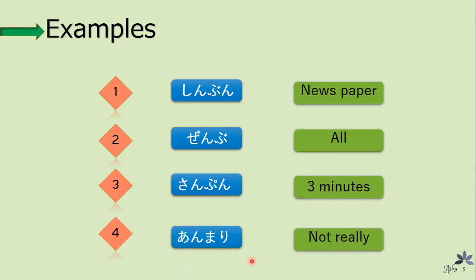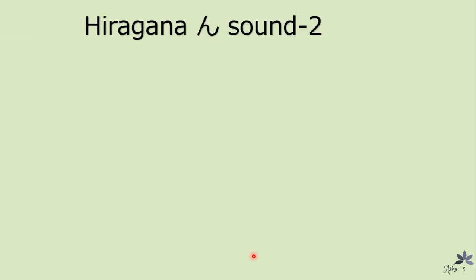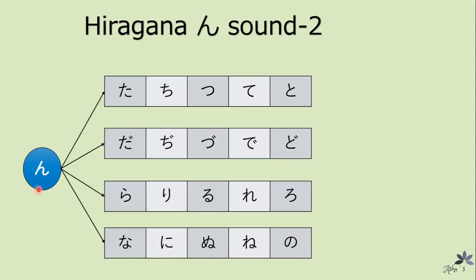The fourth example is Amari, which means not really. I will pronounce it once again. Shimbun. Zembu. Sampun. Amari. Got it? Yes.